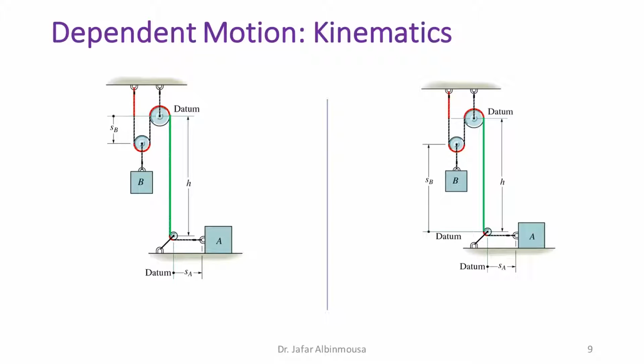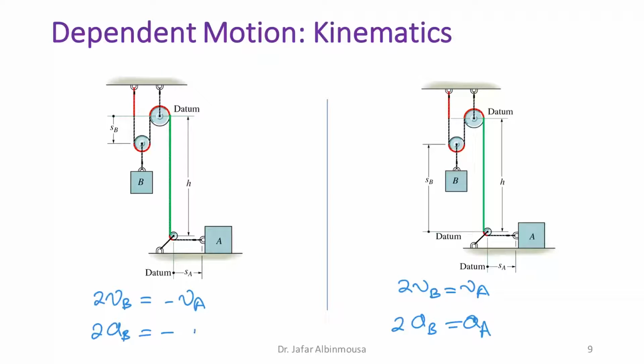So let me write down the equations. On the right-hand side, we just expressed the relation as 2VB equals VA and 2AB equals AA. On the left-hand side, we had 2VB equals minus VA and 2AB equals minus AA. Now, let's start the discussion.